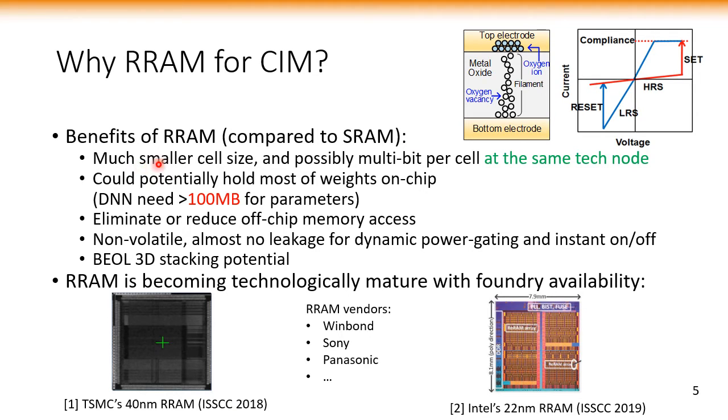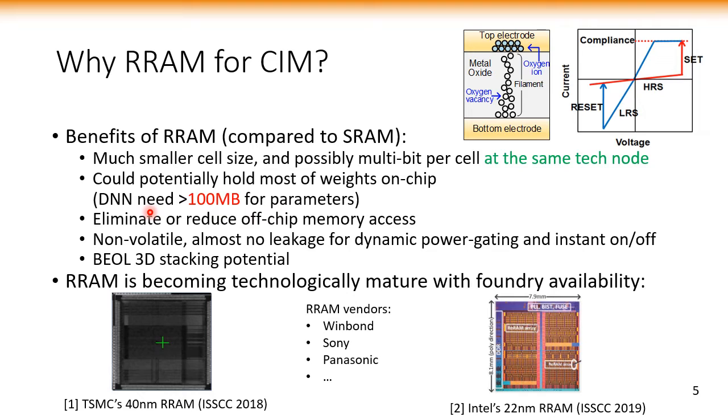The RRAM's benefits compared to the SRAM can be summarized as follows. First, at the same technology node, the RRAM 1T1R cell has a much smaller cell size than the SRAM's 6-transistor or 8-transistor layout. And also RRAM can possibly store multiple bits per cell compared to 1 bit per cell in the SRAM. So potentially the RRAM can hold more weights on chip.